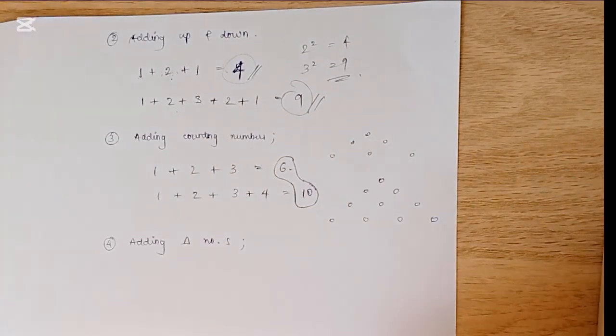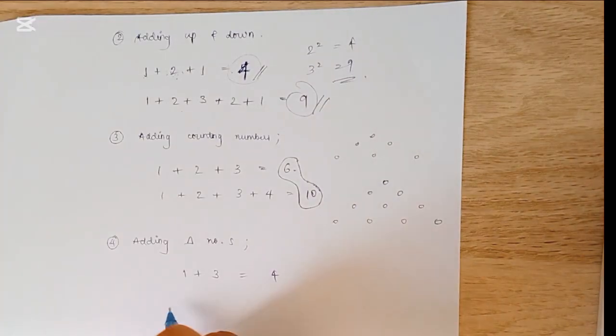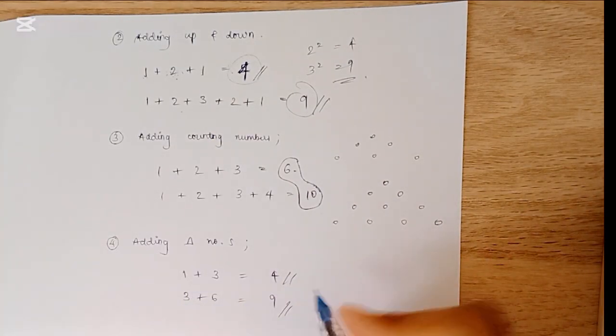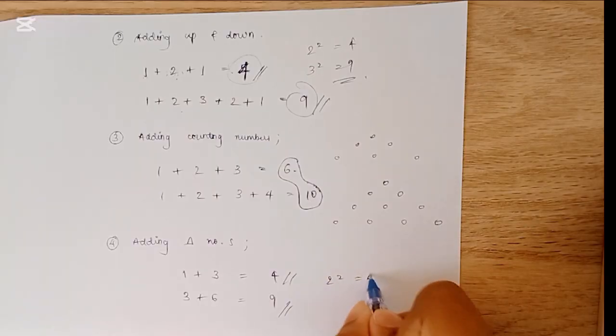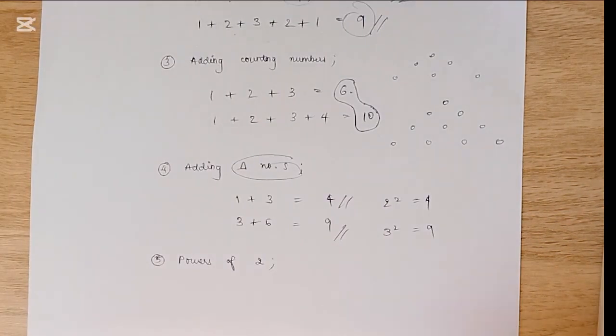Then what do you get when you add triangle numbers? That is 1 plus 3 is equal to 4. 3 plus 6 is equal to 9. Again, what do we get? Square numbers. 2 square is 4. 3 square is 9. So this is the relation between two things. That is, if you add triangle numbers, you get square numbers. If you add counting numbers, you get triangle numbers.